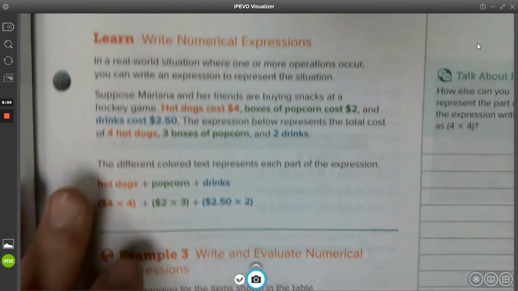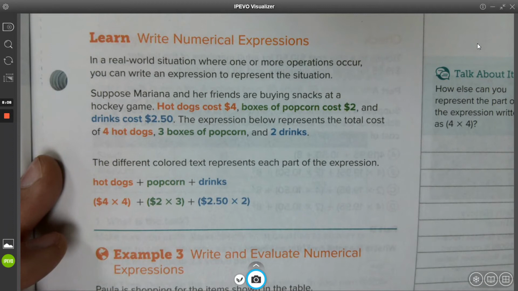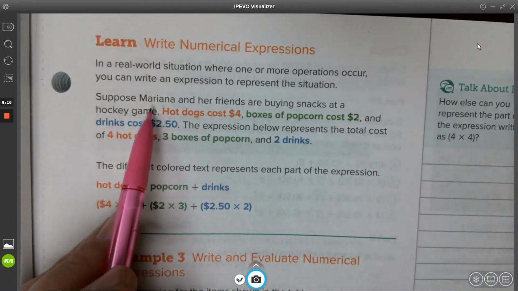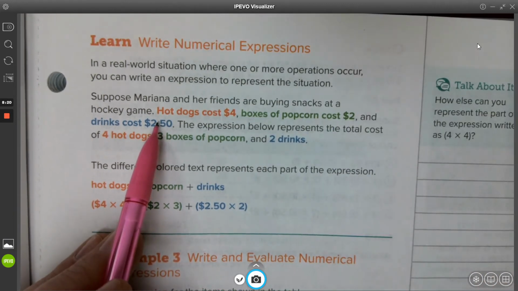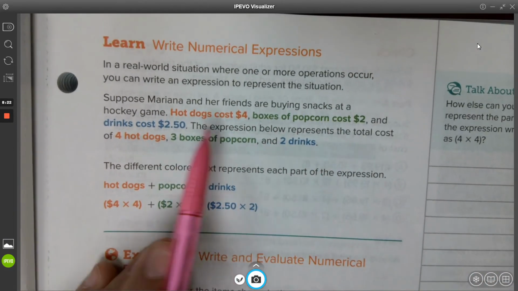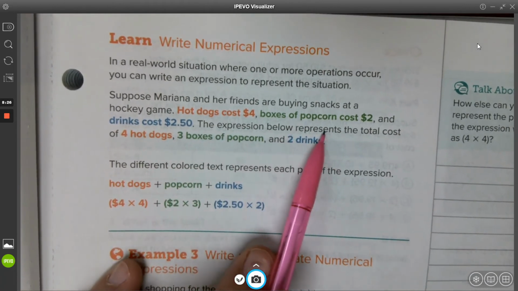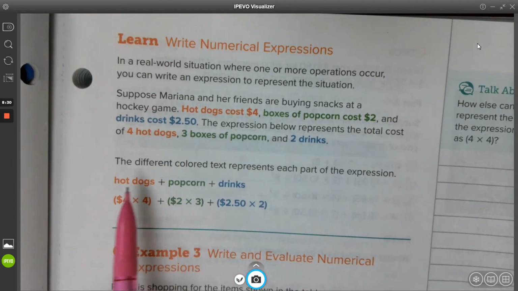All right, so now let's talk about writing numerical expressions. In a real-world situation where one or more operations occur, you can write an expression to represent the situation. Suppose Mariana and her friends are buying snacks at a hockey game. The hot dogs cost $4, boxes of popcorn cost $2, and drinks cost $2.50. The expression below represents the total cost of 4 hot dogs, 3 boxes of popcorn, and 2 drinks.